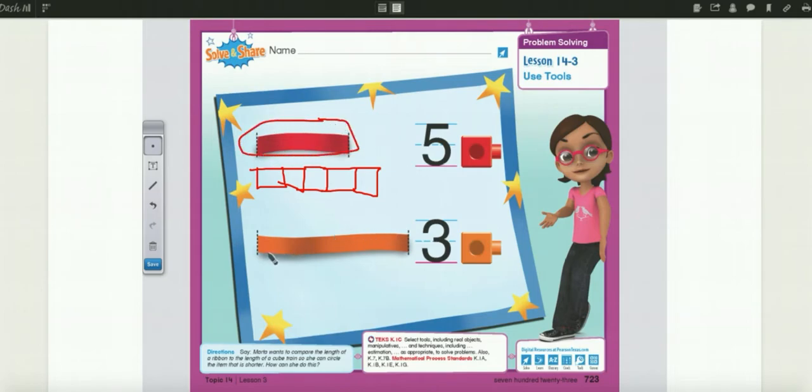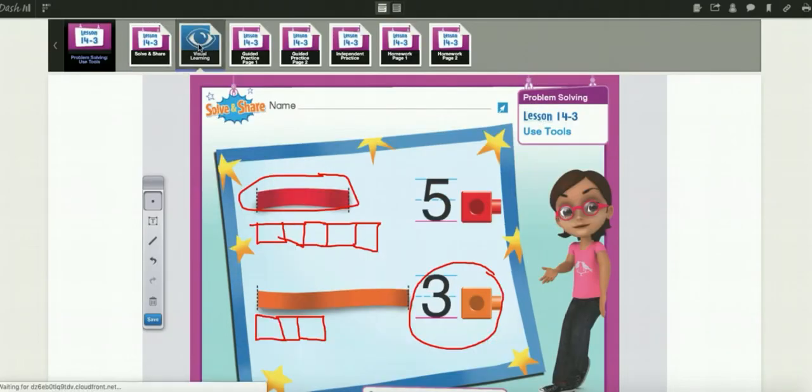Let's look at the next one. We have an orange ribbon and we have 3 orange blocks. 1, 2, 3. Which one is shorter, the ribbon or the 3 orange cubes? The cubes are shorter, so we're going to go ahead and circle that. Okay, so let's go ahead and move on to the video.